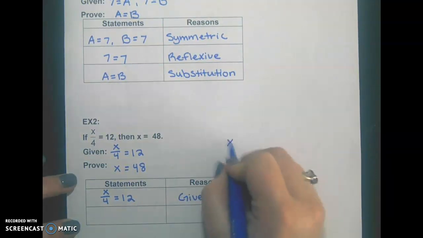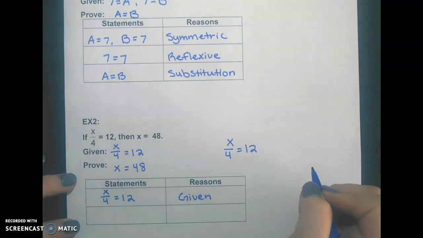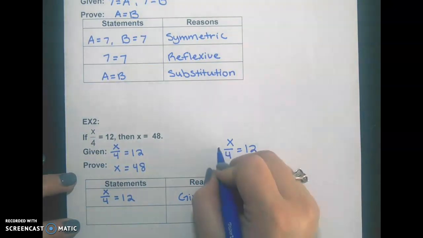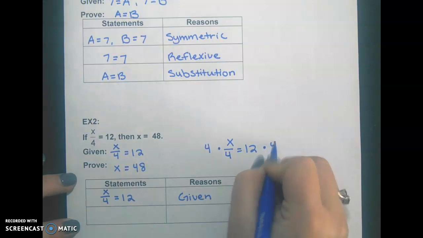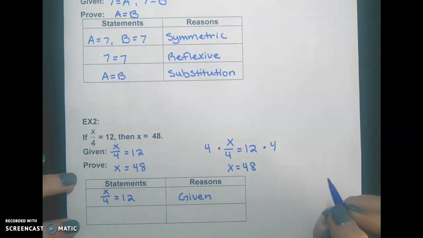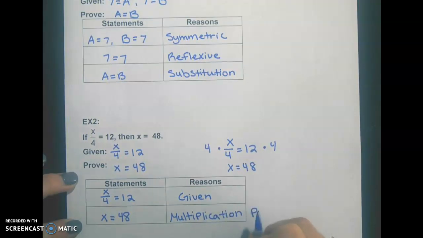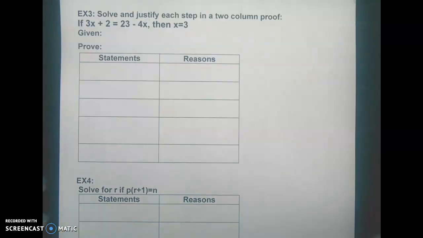So remember, if this was an algebraic expression that I was trying to solve, what would I have to do to get x by itself? Because I'm dividing by 4, I need to do my opposite operation. And so I would multiply on both sides, and I would get that x is equal to 48. And I solved this equation, and I proved that x is equal to 48 because of the multiplication property of equality. And that concludes example number 2. All right, moving on to example number 3.